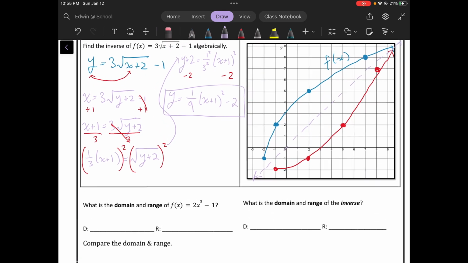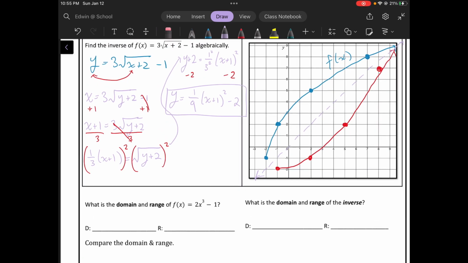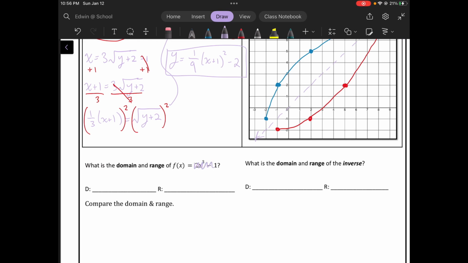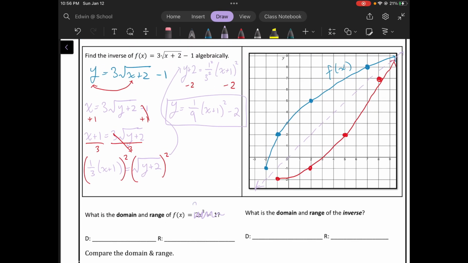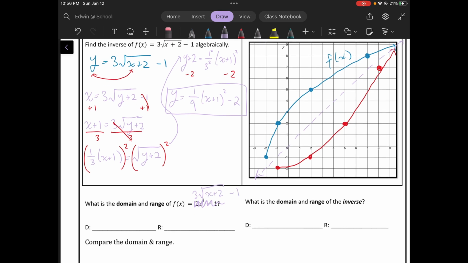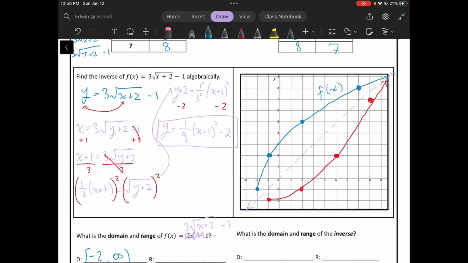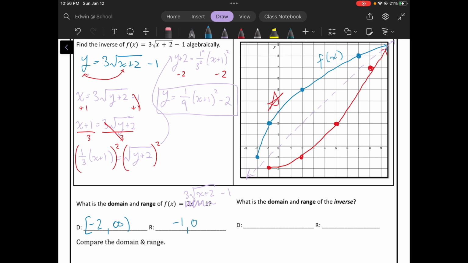And now when we check out the domain and range, we notice something very interesting. So the domain for the function, actually there is a typo here. It is not for this function. It's going to be for 3 square root of x plus 2 minus 1. So for the domain and range of that function, the furthest point on the left is -2, and then it goes off to infinity. Talking about this one right here. The lowest point is -1, and it goes up to infinity.